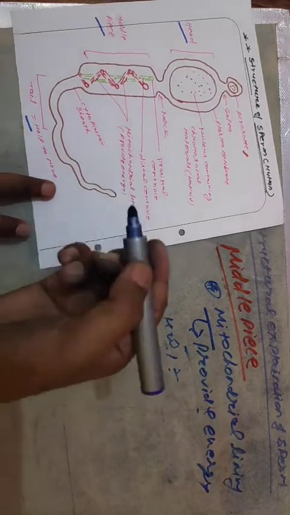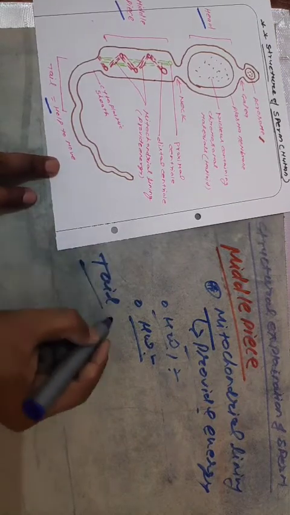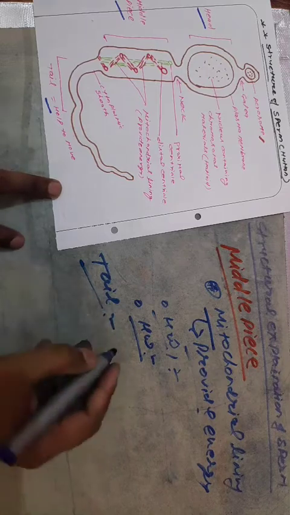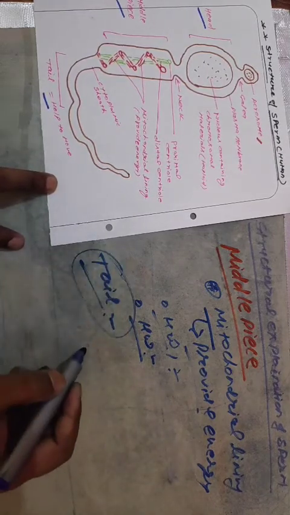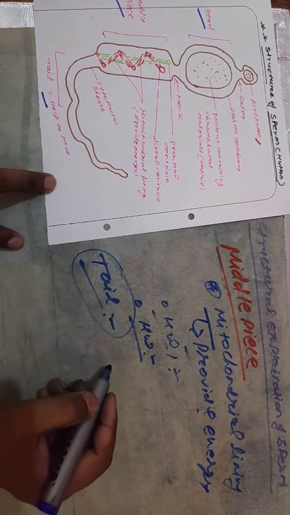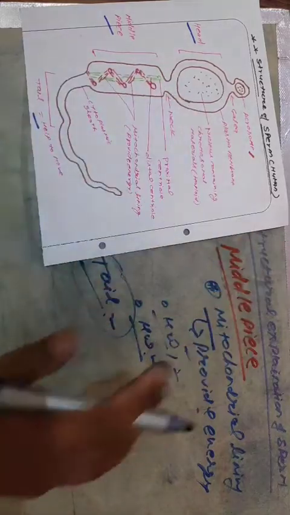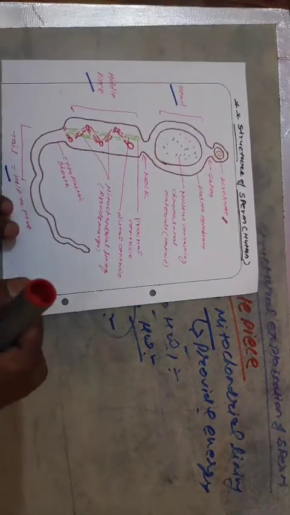Now back to the next important part, that is the tail. As you all know, the tail helps to move the sperm from one place to another through a medium. That's why the tail is the locomotory or moving organ of the sperm. That is the overall structure of the sperm that you need to explain in your own language with a diagrammatic explanation.